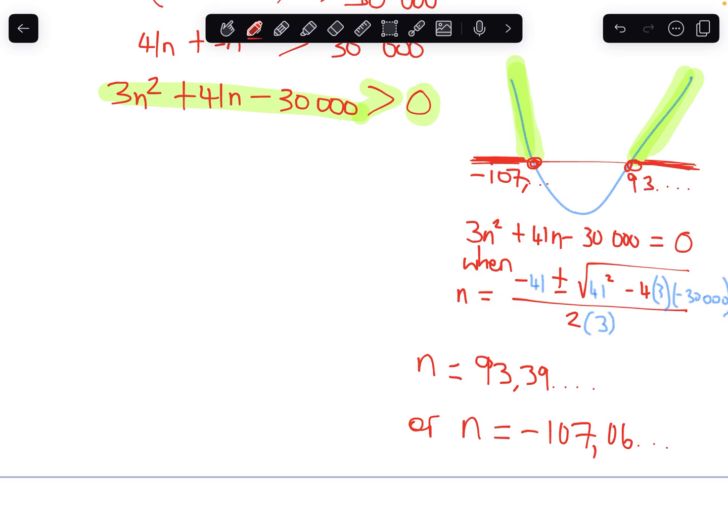Okay, but we know that n can only be positive. n is the position of a term, so we can't have a term in the negative 107th position, right? So we just say here, but n is greater than 0. So that means we're going to take that first solution, 93.39 something something, right?